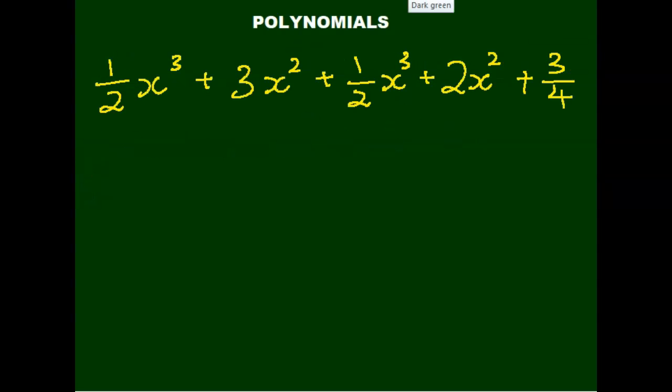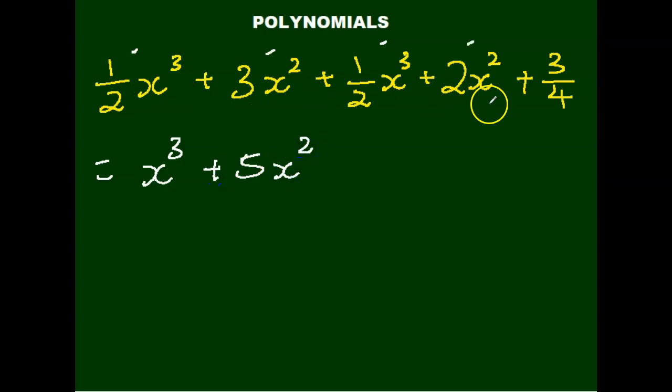Let's try one with fractions. Again, look for our exponent. That's the highest exponent. In this case, it is x cubed. We have half plus half, which is just 1x cubed. Note there that I've used that. And next we have x squared. So we have 3 plus 2, which is 5x squared. And I've used all my terms except the 3/4 put at the end.